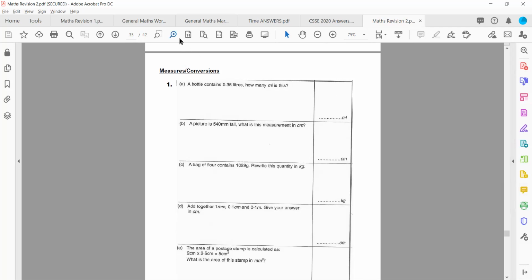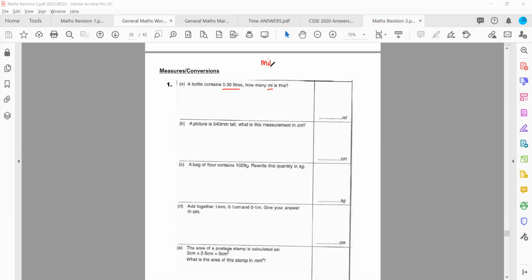your equivalents. And if you're not sure of which way to go, whether you're adding or dividing, if you follow what I'm doing here, you will be able to hopefully sort that out in your own head as well. Now, a bottle contains 0.35 litres. How many millilitres is this?